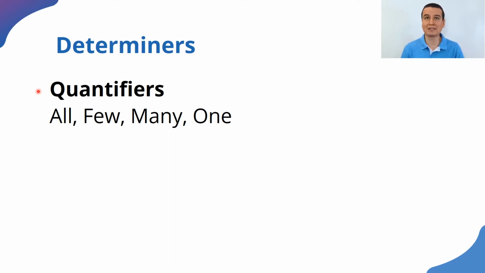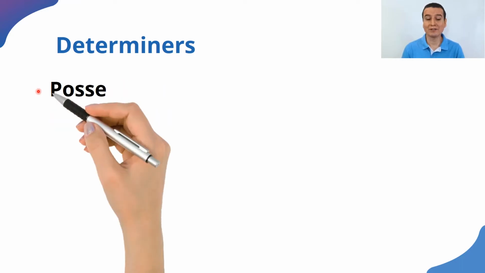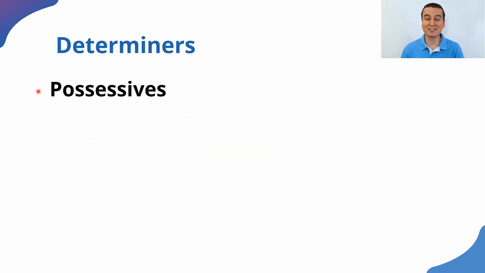We're not talking about friends in general. We're talking about 5 friends, for example. All right? Now, another type of determiner is possessives.